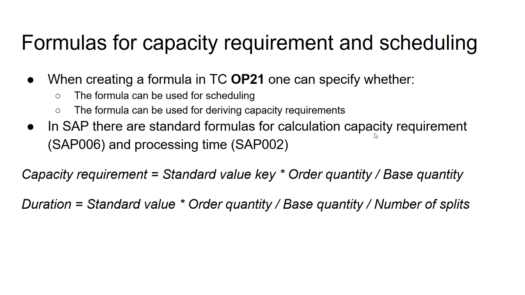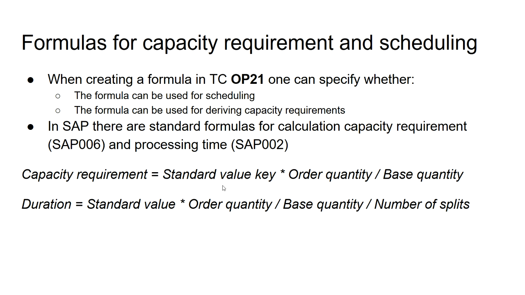The formulas are listed here on the bottom of the slide. So you have capacity requirement. Capacity requirement is calculated by, and I made an error here, it should not say standard value key, it should just say standard value. So it's standard value times order quantity divided by base quantity. So if your order quantity is 1, your base quantity is 1, your standard value is 1 minute, then the capacity requirement would be 1 minute.